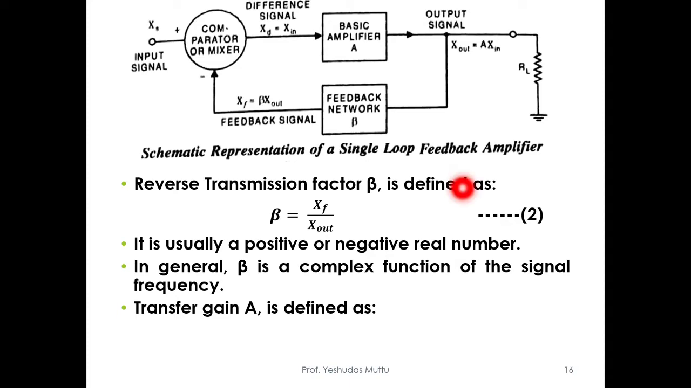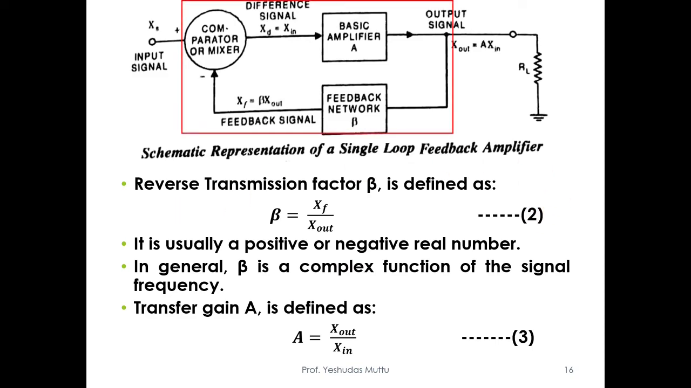Now once you find beta, next find A. What will be A? A is the gain without feedback. So it is X out upon X in. Let me call it equation number 3, and this as equation number 2 over here. I hope this is clear to you all.